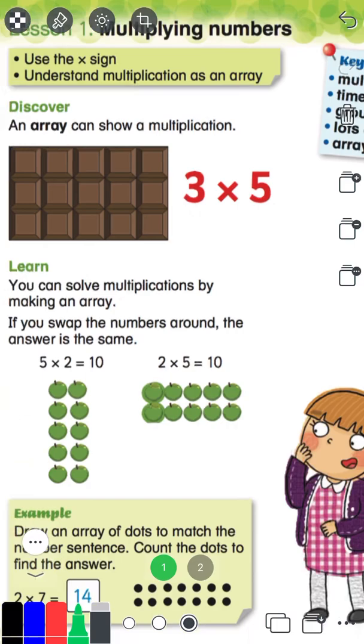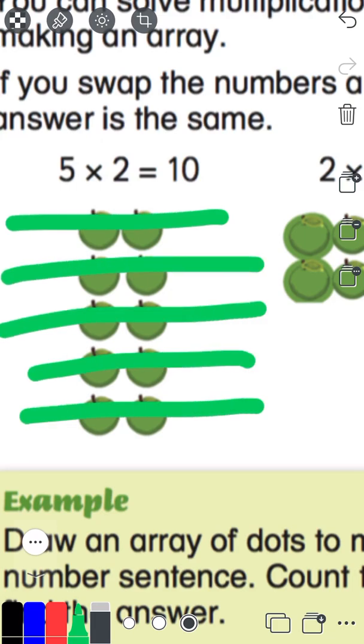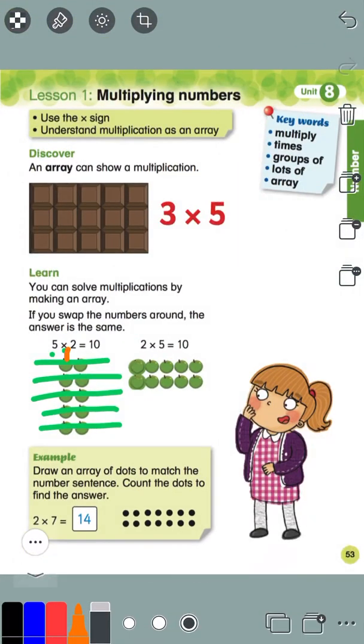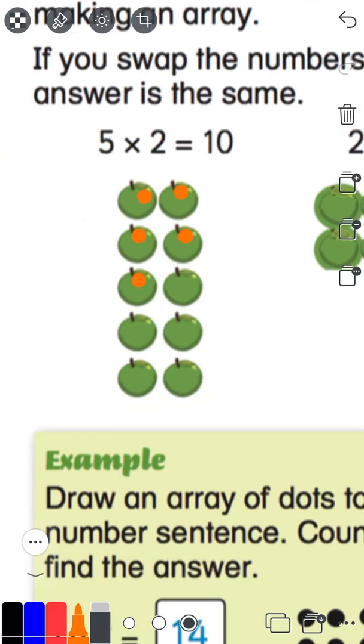Let's take another array. Now, here we have how many rows? 1, 2, 3, 4, 5. 5 times how many columns? Here we have 1, 2. So 5 times 2 equals 10. How did they know it's 10? By counting the apples. So we have here 2, 4, 6, 8. We have 10 apples.